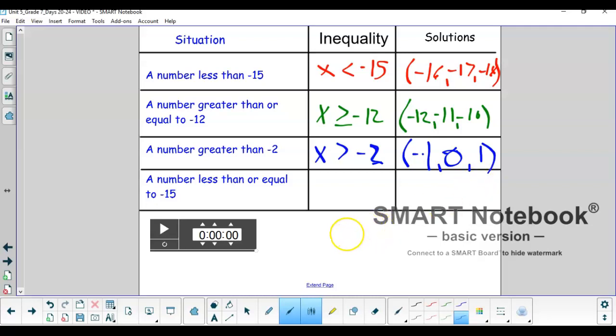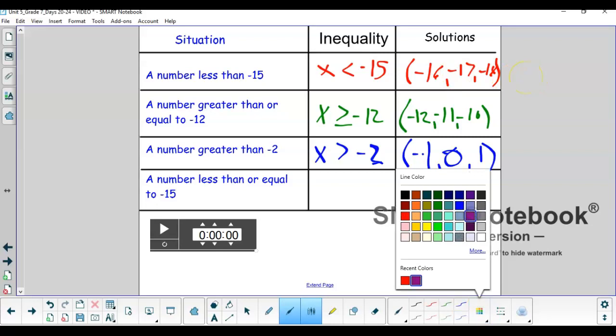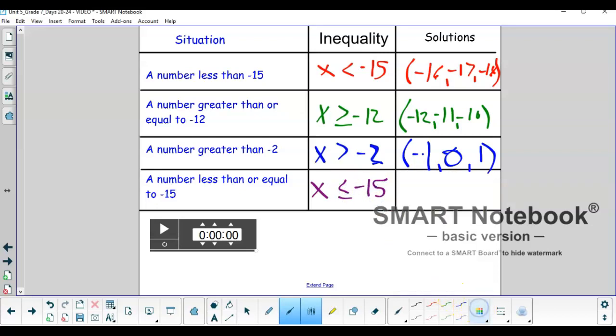And then this very last one, a number less than or equal to -15. This is not the same exact example as the one above. This one says a variable that is less than or equal to, so this needed the line underneath, -15. Since I said or equal to, the first number that makes this true is -15. Then I think, what's the next number that is less than -15? To the left of -15 would be -16, and then -17.